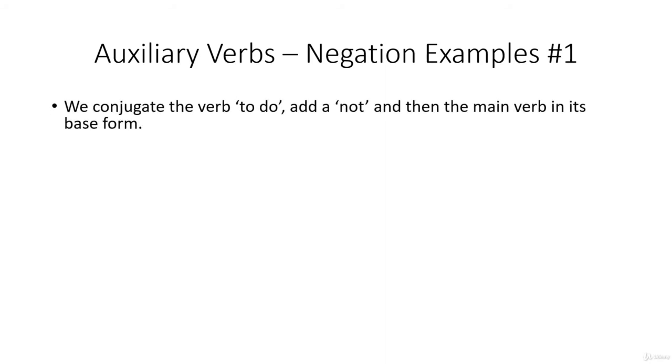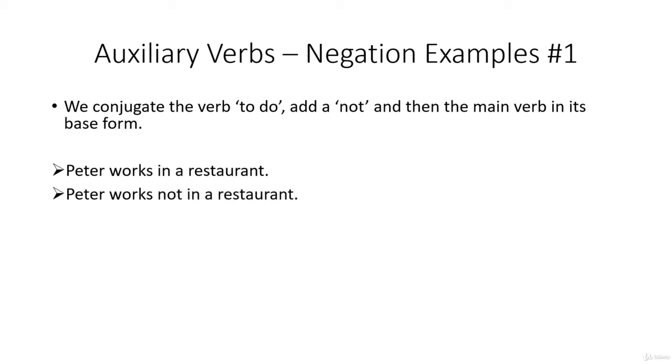Now look at some examples of negation. So we use to do, conjugated, plus not, and then the main verb in its base form, i.e. unconjugated form. So Peter works in a restaurant. Now if we said just add not, Peter works not in a restaurant, that's just incorrect, and we don't say that. Say Peter does not work in a restaurant, or here the abbreviated form of doesn't work in a restaurant.